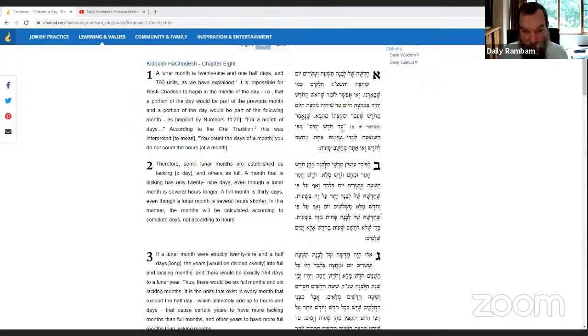It says, Ad Chodesh Yamim, Book of Numbers, for a month of days, which according to the Gemara in Megillah teaches us to mean that you count the days of a month. You don't count the hours of a month. So a month has to start at the beginning of the day or the night before. It has to be a full day. It can't be a half a day.